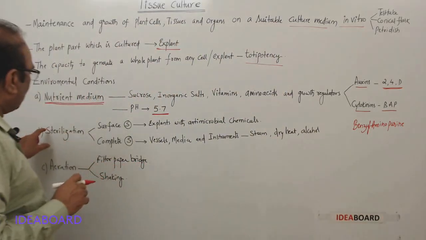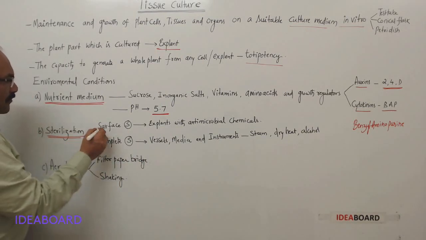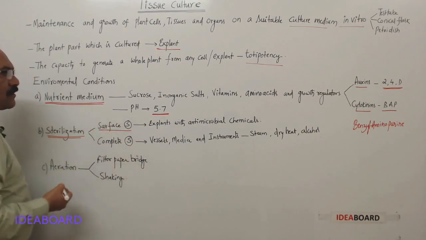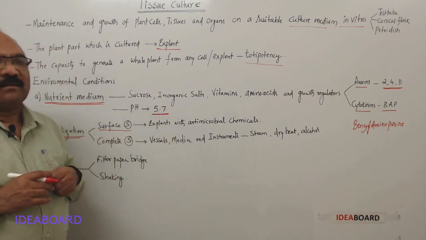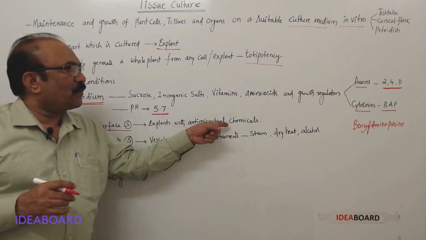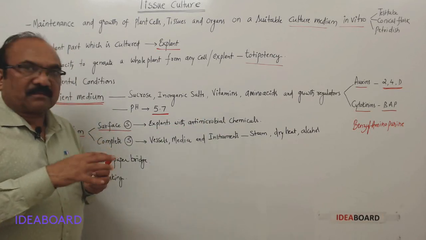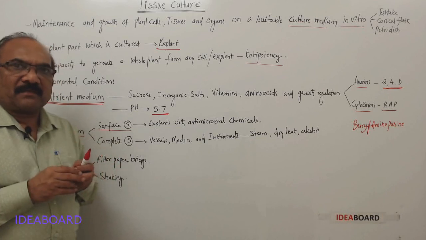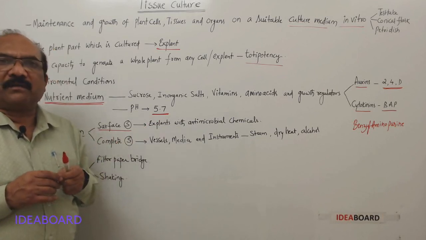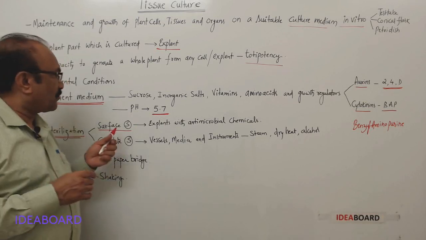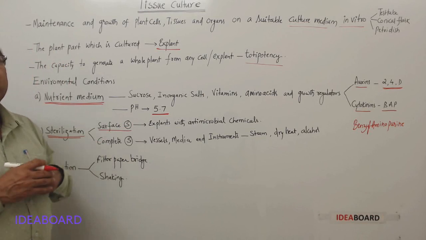And here, the sterilization is of two types. Surface sterilization, which is done for the explants with antimicrobial chemicals. So, we just wash the explant on the surface with antimicrobial chemicals. So that's why this is called surface sterilization.